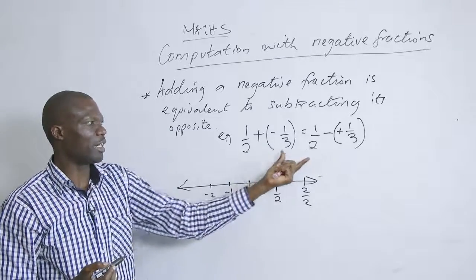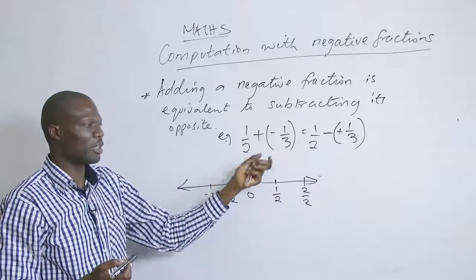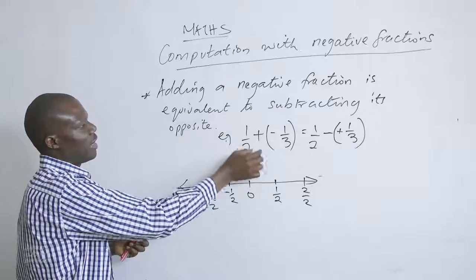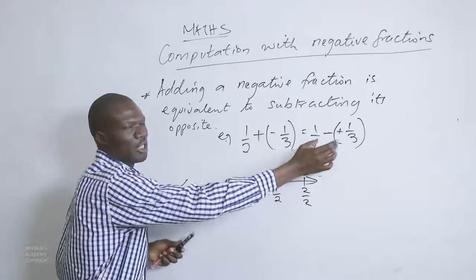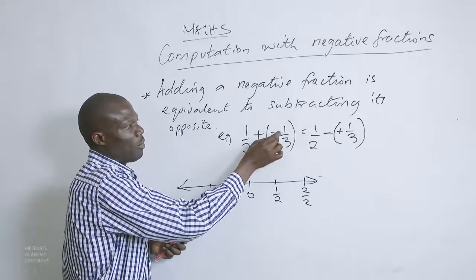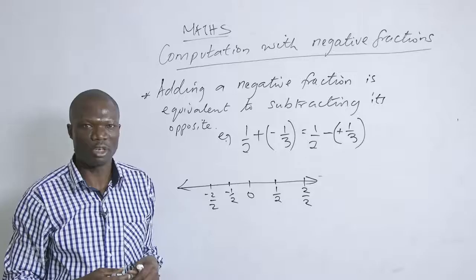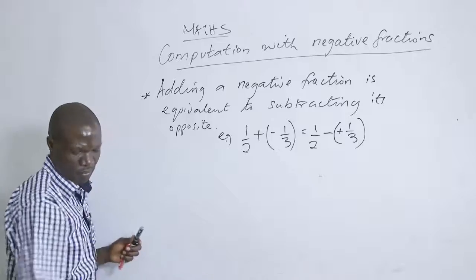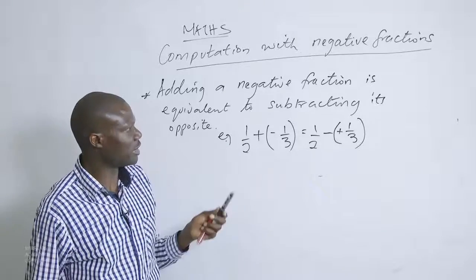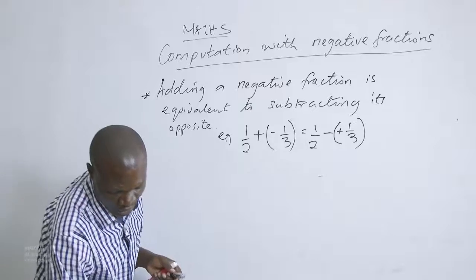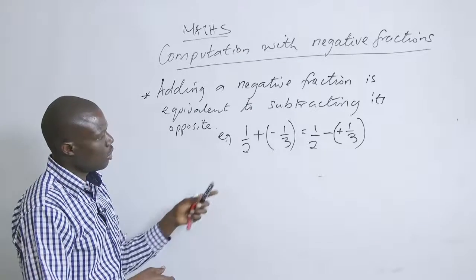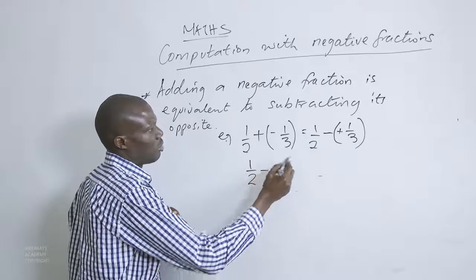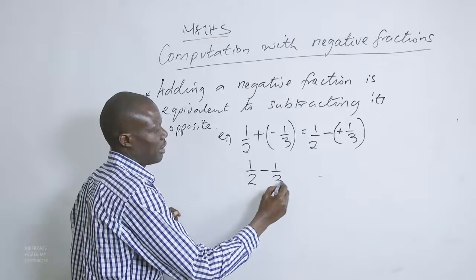So this idea applies in both cases. When you're subtracting a negative fraction, it is the same. When you're adding a negative fraction, it is the same as subtracting its opposite. A negative 1 over 3, its opposite is positive 1 over 3. So you can proceed with our problem and see where we'll get to. So having done this, we can simply conclude by saying that this can now be simplified, and we shall have 1 over 2 minus 1 over 3.